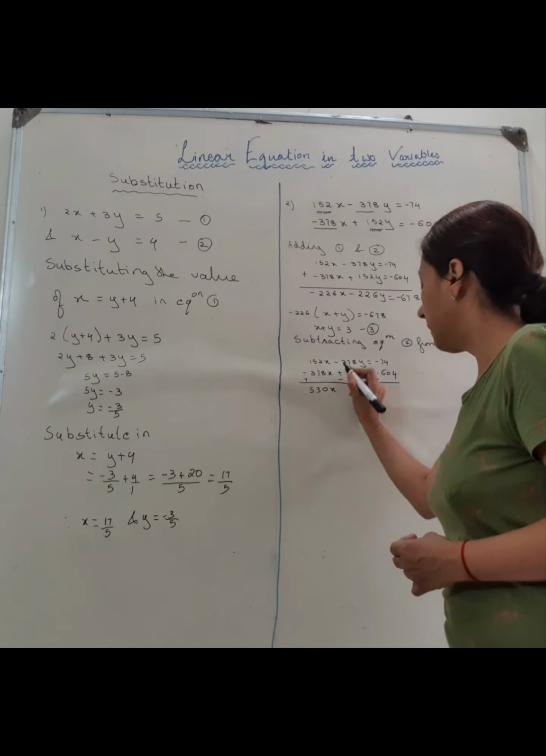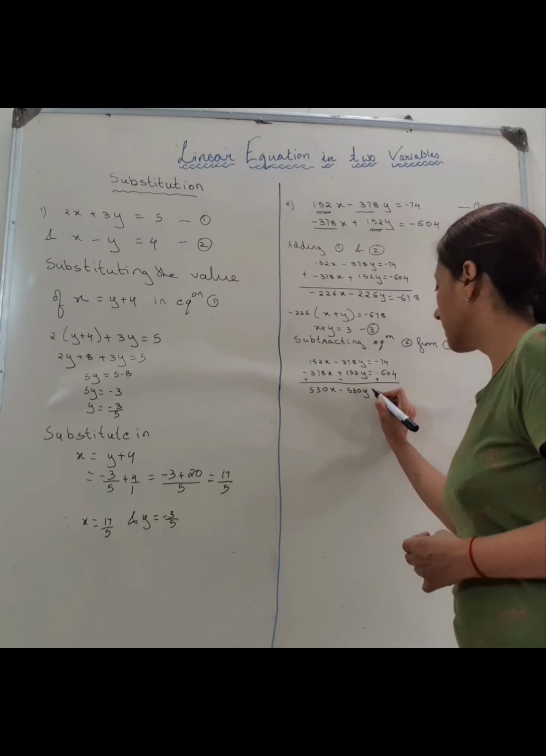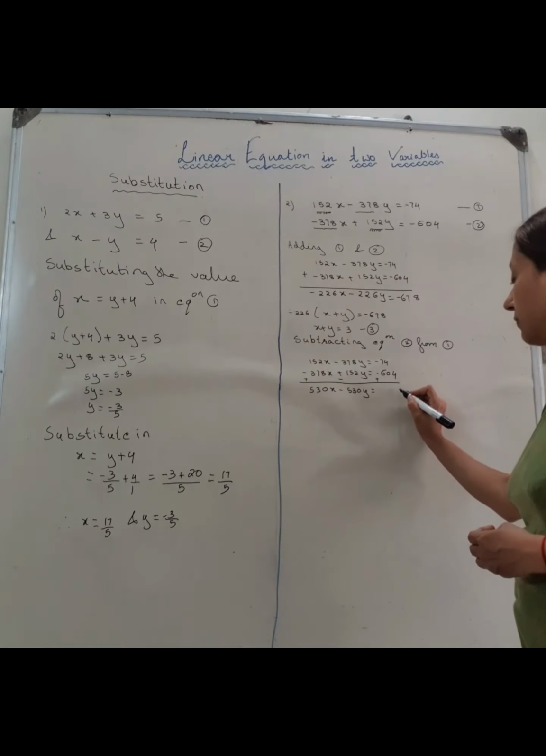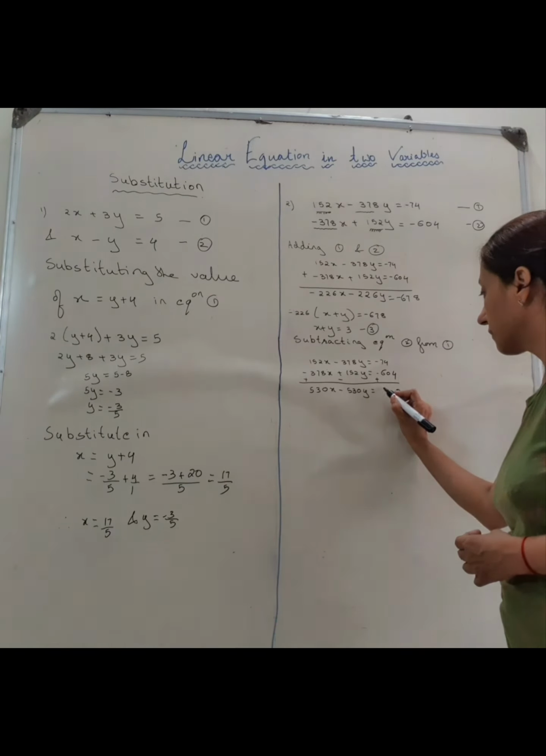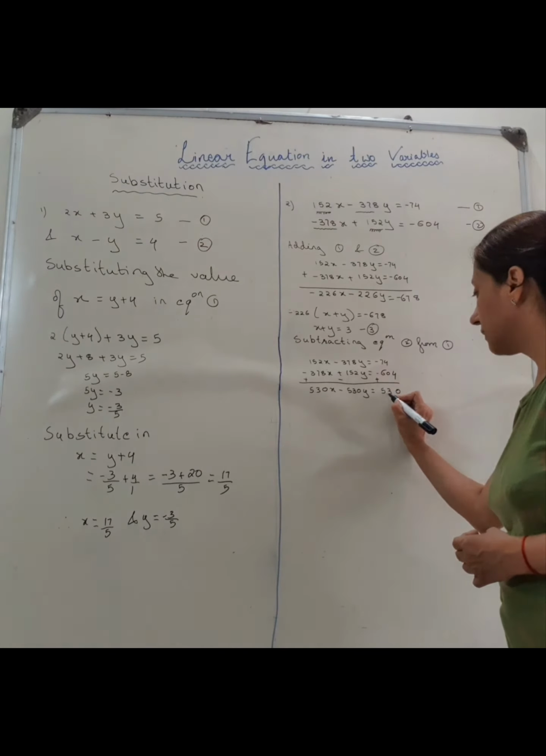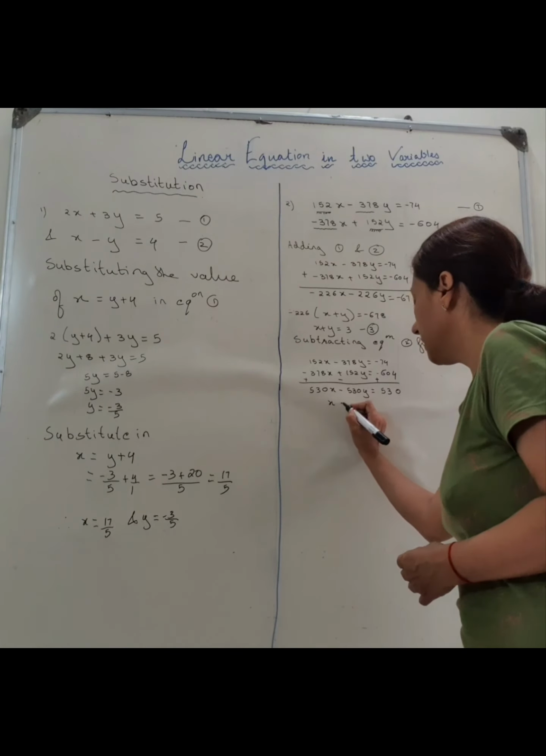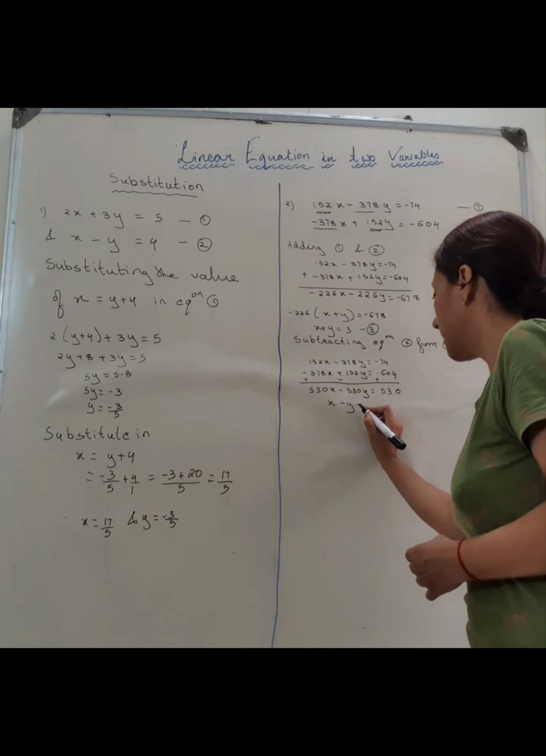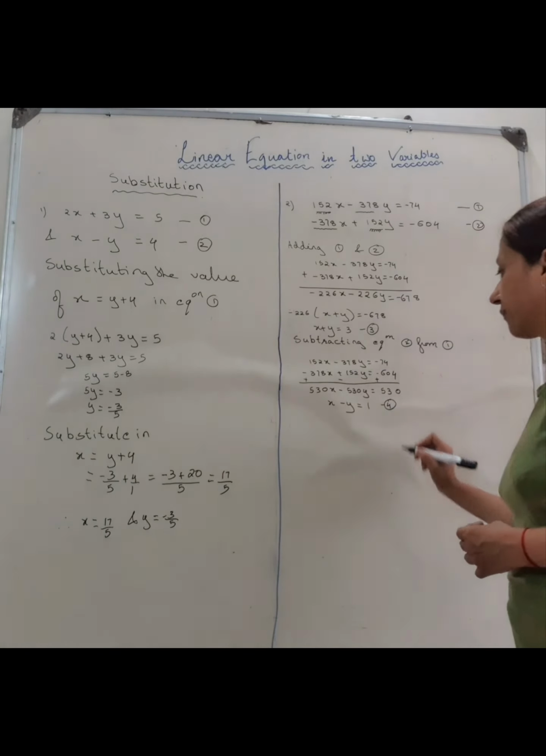530x. Minus and minus is addition. So this is again 530y. This is plus and minus. So I am going to do the subtraction here. So this is going to be 530. So now if I divide throughout by 530, this will get still reduced to x minus y is equal to 1. So this is my equation number 4.